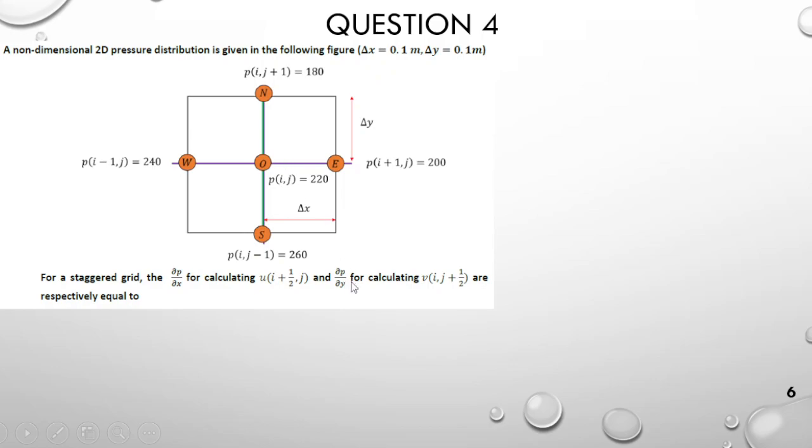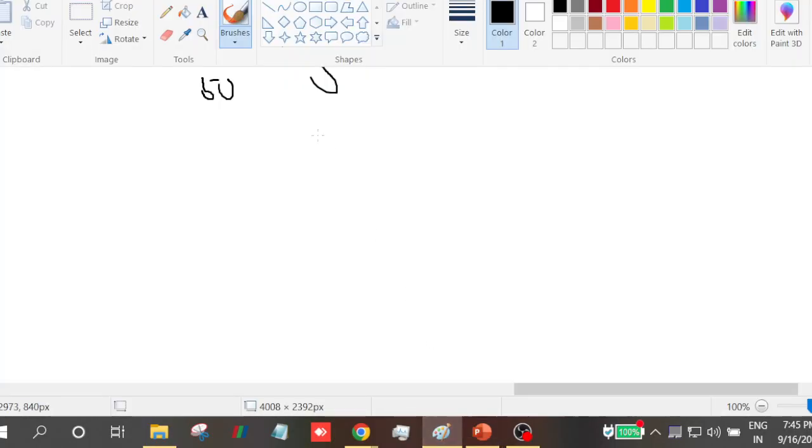And calculate dp by dy for the y velocity control volume, which is on the north face, denoted by i comma j plus half. So let us try to see how this works out. Now let us come to the first part, that is the calculation of dp by dx.